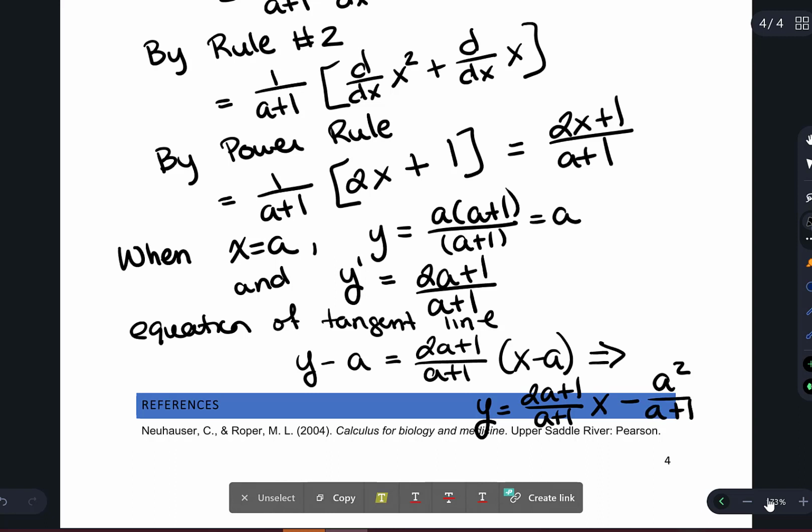So notice when we have this constant a, we're still doing the same things that we did before. It doesn't change how we take the derivative or how we go about finding the equation of the tangent line, we just need to be careful and remember that we're taking the derivative with respect to x and that a is a constant.